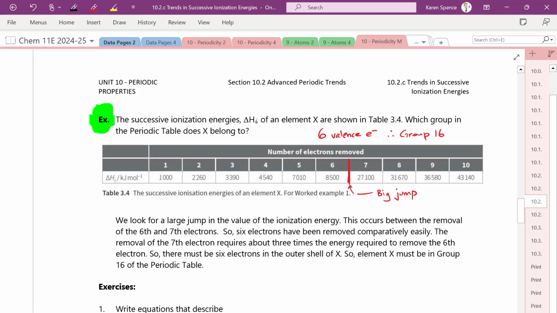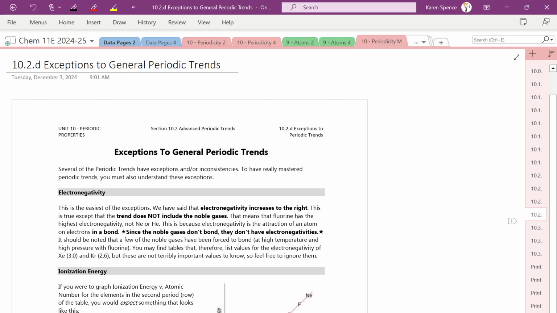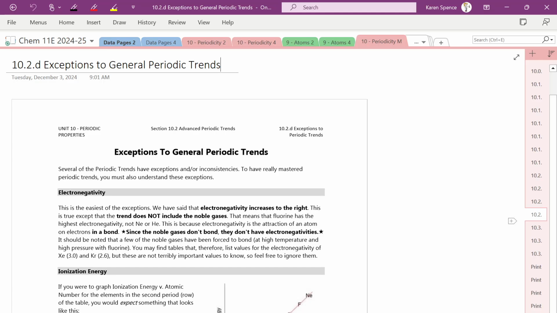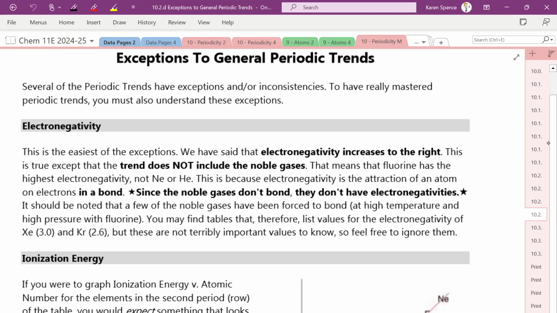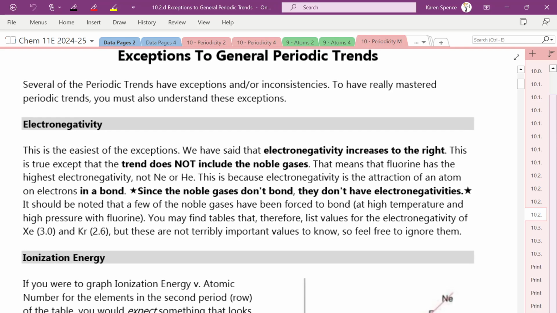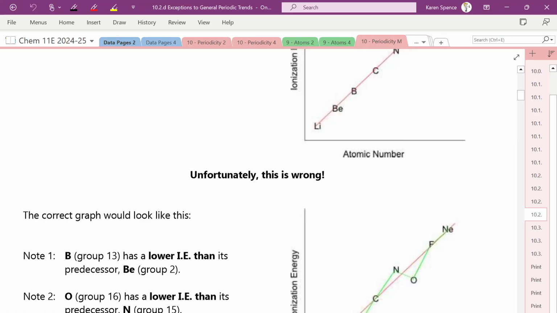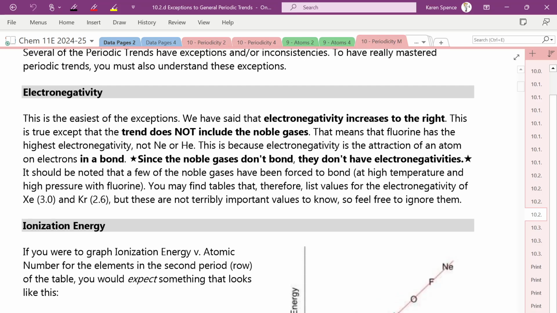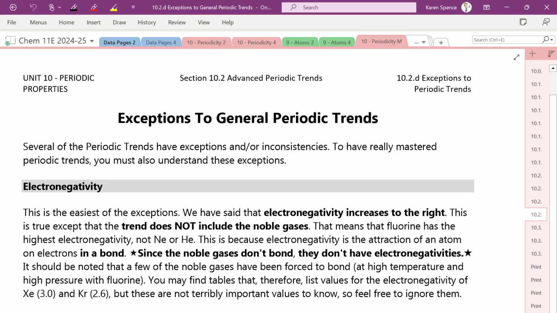There's some exercises here. We'll leave those for you to do. And we'll go to exceptions in periodic trends. We've already talked about them a little bit. This is on page 53. Several trends have exceptions or inconsistencies. To have really mastered the periodic trends, you must also understand the exceptions.